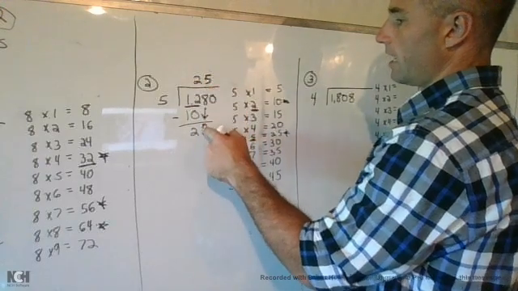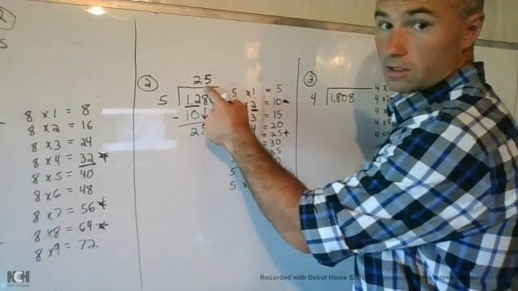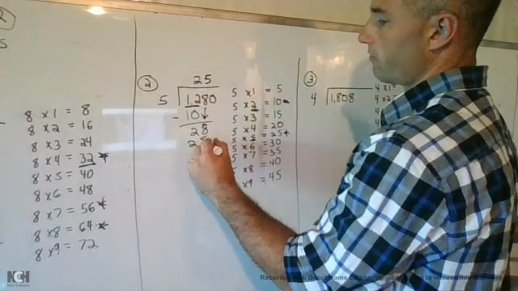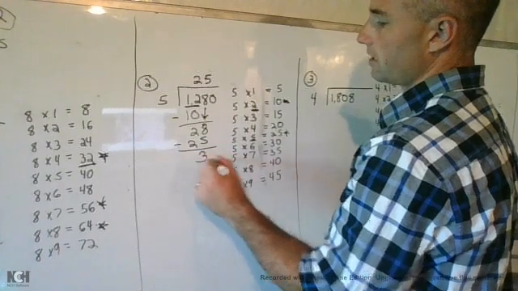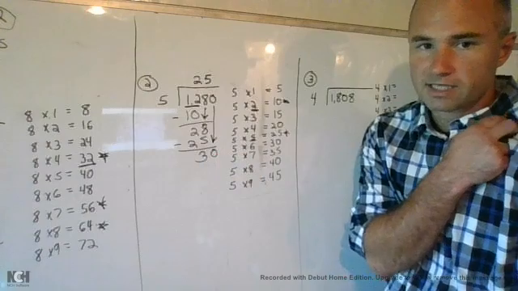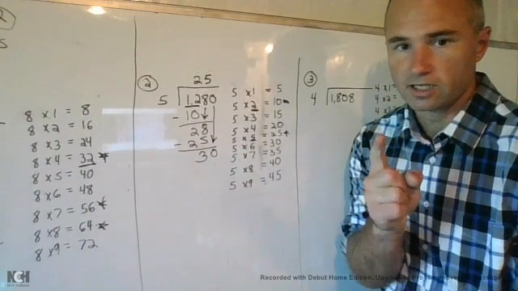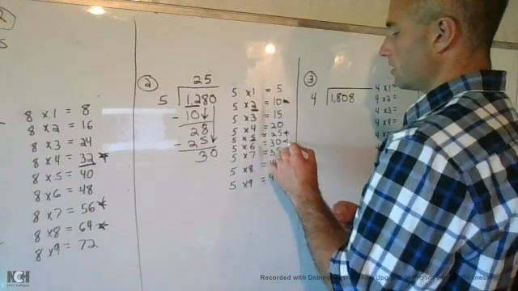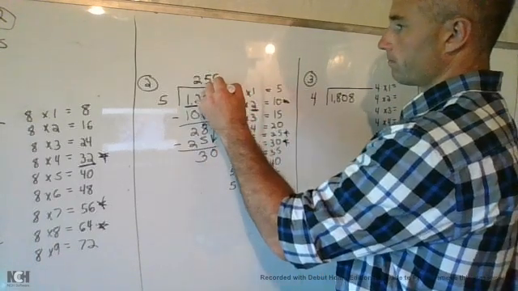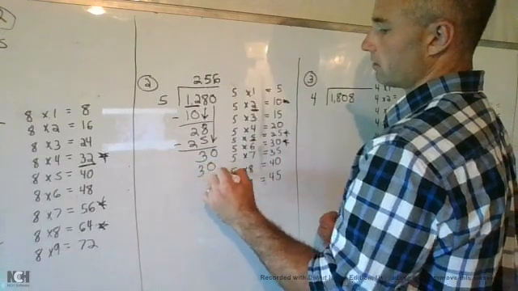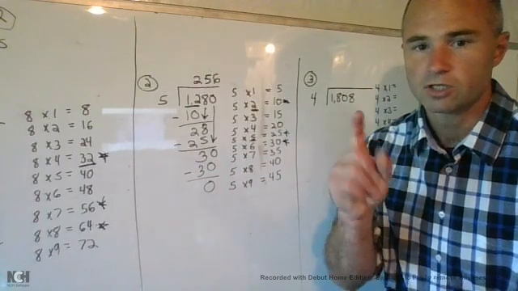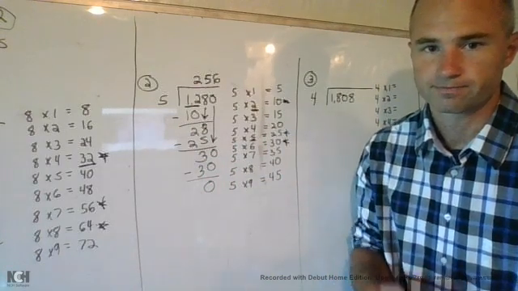5 goes above the 8 of 28. 5 times 5 equals 25. You subtract to get 3. You bring down the 0 from the ones place to make it a 30. 5 goes into 30. How many times? Well, it goes in exactly 6 times to give you that 30. 6 times 5 equals 30. Subtract, and you have nothing left over and nothing left to bring down, giving you 256 as your solution.